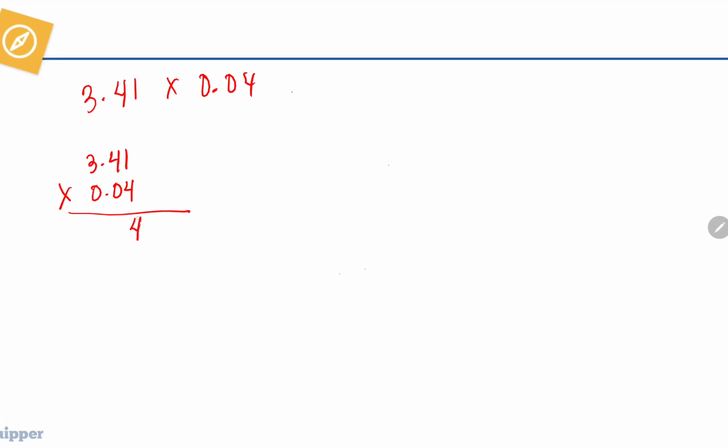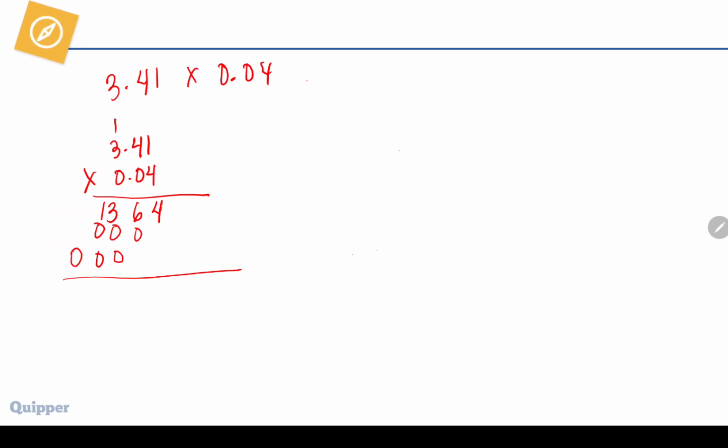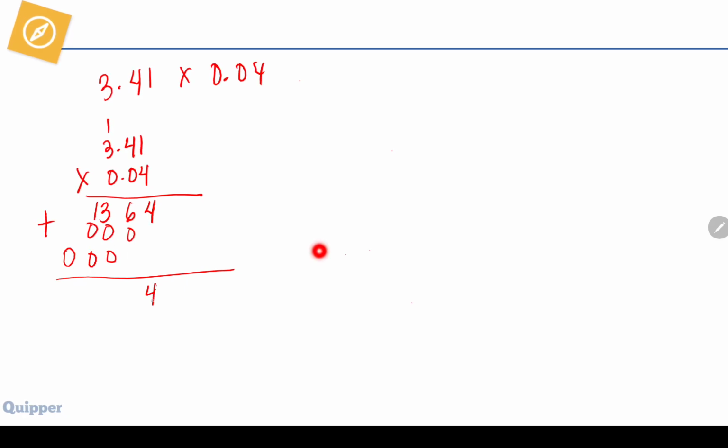1 times 4 is 4. 4 times 4 is 16. 3 times 4 is 12 plus 1, 13. Next, 1 times 0 is 0. 4 times 0 is 0. 3 times 0 is 0. And another one, so we have here 1 times 0 is 0. 4 times 0 is 0. And 3 times 0 is 0. Then after that, get the sum of these. So bring down 4. Also 6, 3, and 1. And you have here 0.